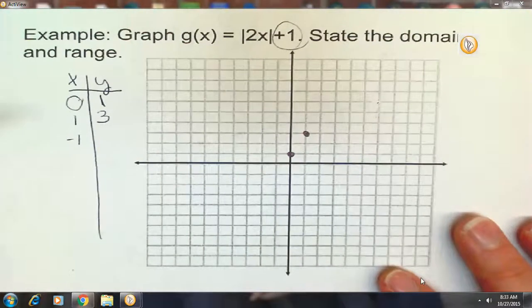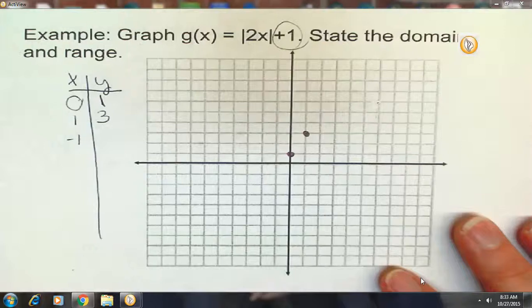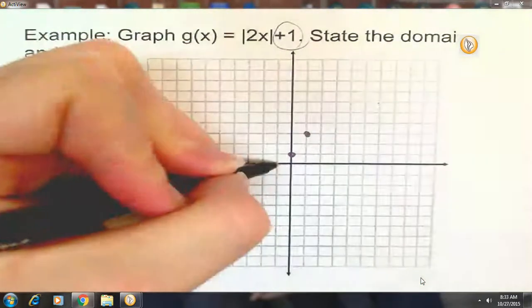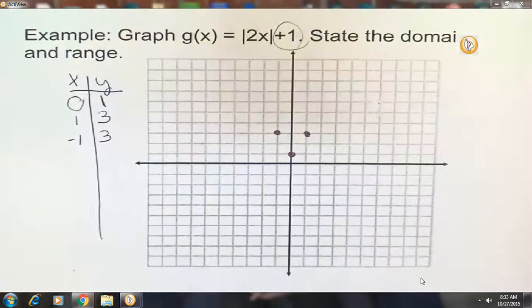Put negative 1 in next. 2 times negative 1? Negative 2. The absolute value of negative 2? 2. Plus 1? 3. We could go ahead and draw our v in, couldn't we?